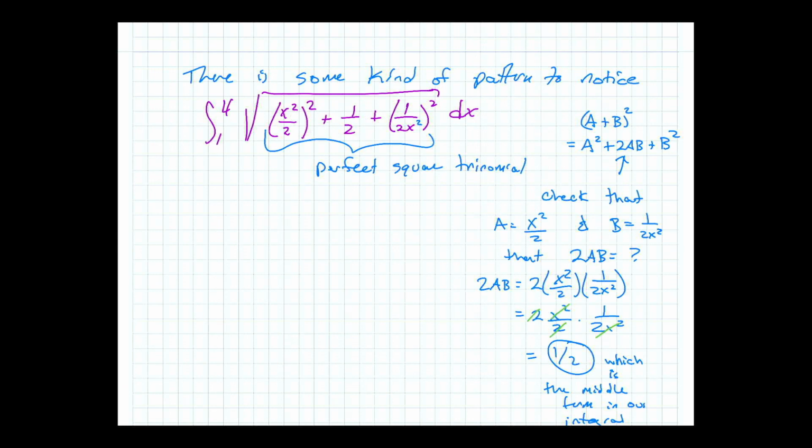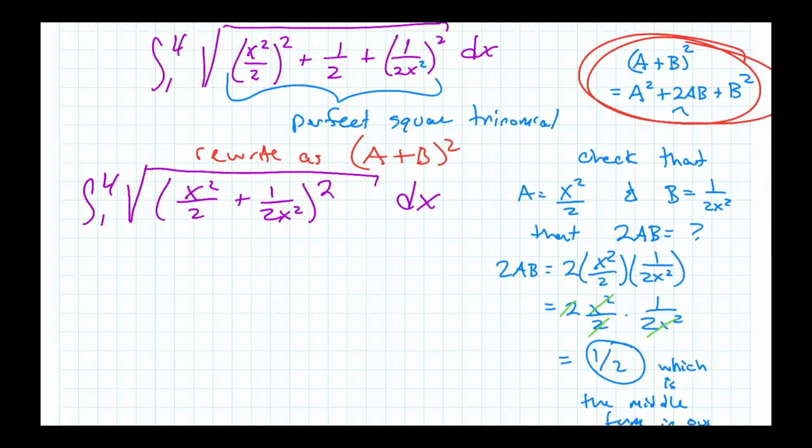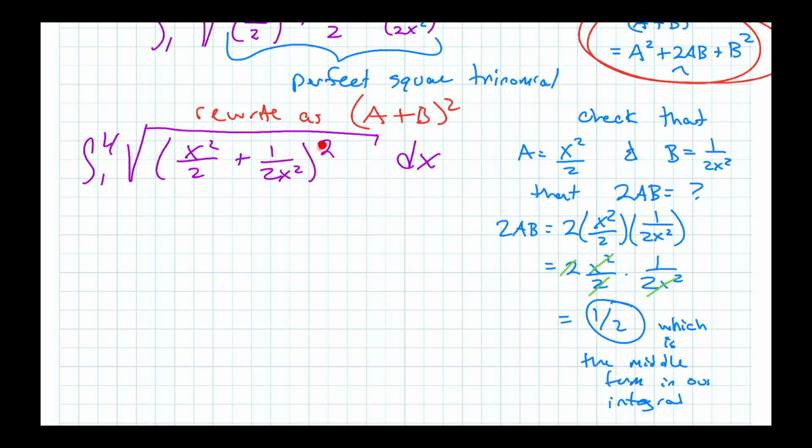So we rewrite it as the a plus b form, because it actually is that. So we have the integral from 1 to 4. A plus b would be x squared over 2 plus 1 over 2x squared, like that. And you might think, okay, well, what did that get us? Well, what it got us was the fact that we now have a square and a square root up against each other, and so they can cancel.